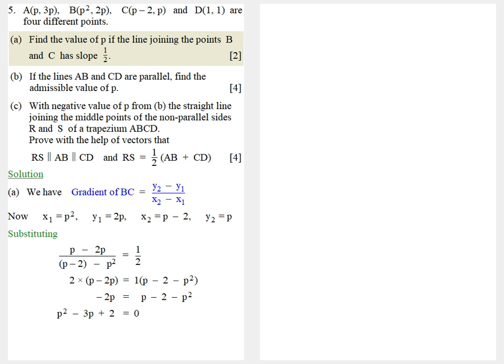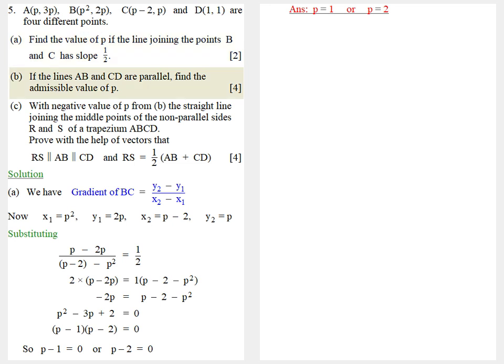Now we can factorize this. We want two numbers that add to minus 3 and multiply to make plus 2. They are minus 1 and minus 2. So the expression factorizes as (p minus 1) times (p minus 2) equals 0. Now, if two things multiply together to make 0, then one of them must be 0. So either p minus 1 is 0 or p minus 2 is 0, which tells us that p is 1 or p is 2. And that's our answer for the first part.